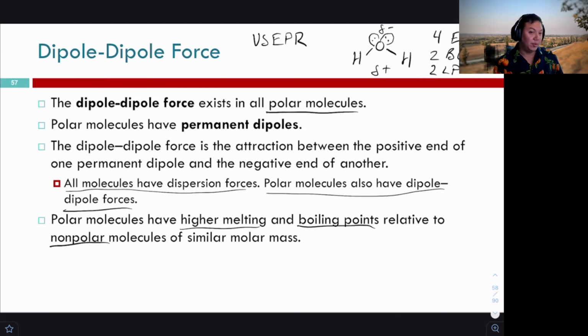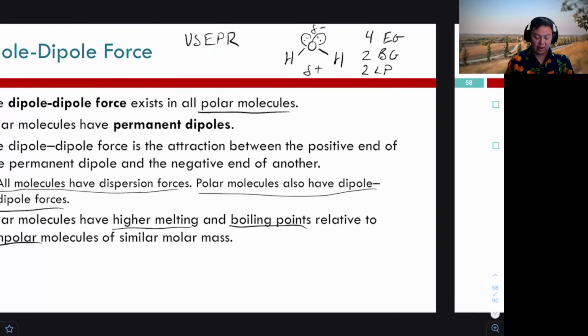And again, whether something's polar or non-polar, until you develop an intuition for it, you'll probably have to do the Lewis dot structures to figure that out.